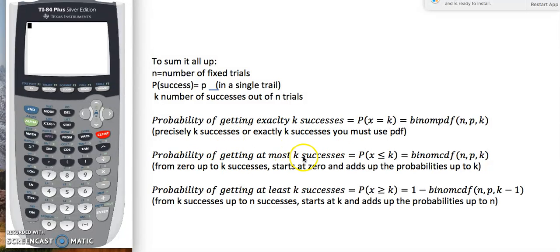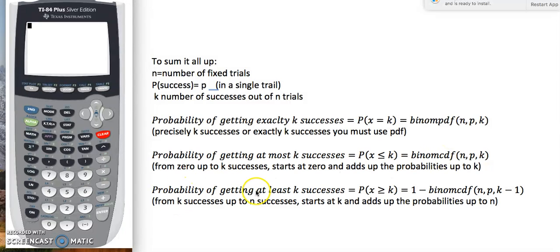So the probability of getting at most k successes, that's the probability that x is less than or equal to k, which is equal to binomial CDF. Remember CDF because it's adding up probabilities. That's n, p, and up to how many successes? Well, k. So what this CDF is doing is starting at 0 and adding up to k. So it starts at 0 and adds up the probabilities to k. So when it's a less than or equal to, it's pretty straightforward.